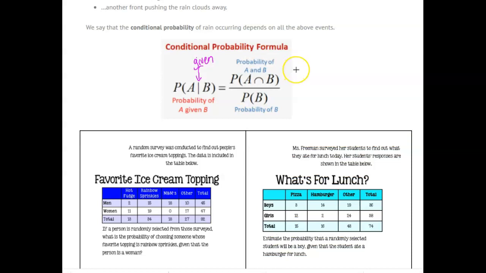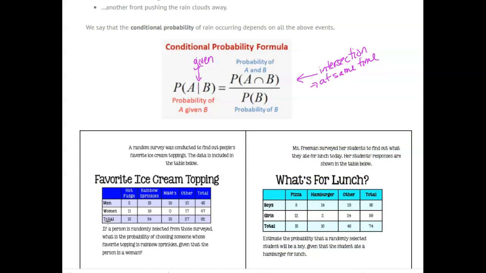Now, mathematically, if you like formulas, then this is going to be for you. On top, since B has already happened and you want A to also happen, it's going to be the intersection of when they happen at the same time. And so there's going to be two different categories that they're talking about. So maybe it's eating chocolate and being a boy. And so on top you would say, well, how many ways can I eat chocolate and be a boy? So in a table you would look for where the column and row intersect.